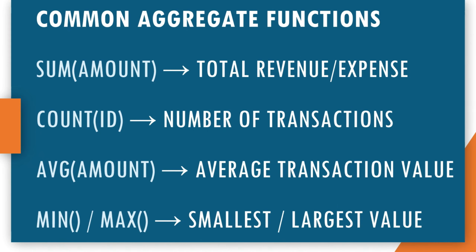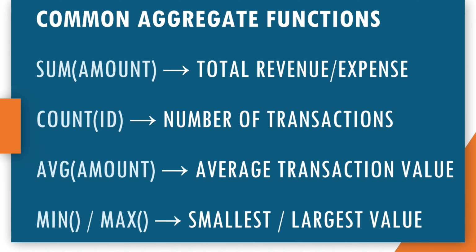This cheat sheet summarizes what you need for business reporting. SUM is commonly used for financial totals. COUNT helps track transaction volume, which is useful for operational analysis. AVG helps measure average sale value or average expense size.